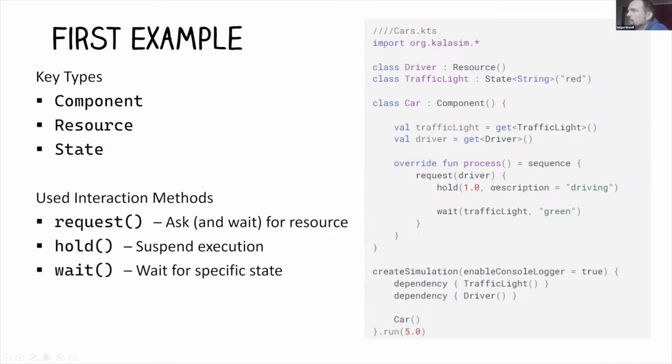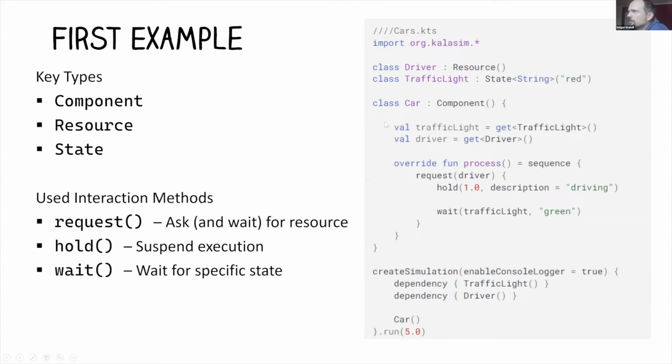So the driver needs to be requested. So we can request from a resource. And then there's the so-called state, which is the last main type in a simulation structure. A state can have a set of discrete values, and we can always wait until a certain state is toggled. And the process will wait here until the traffic light reaches green.